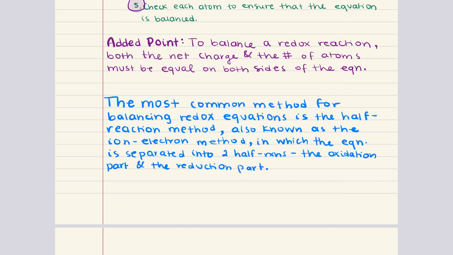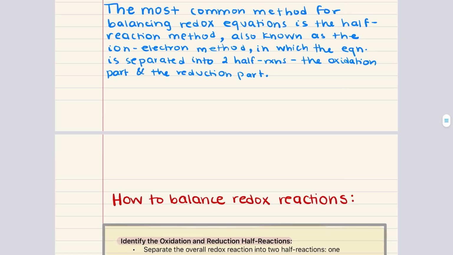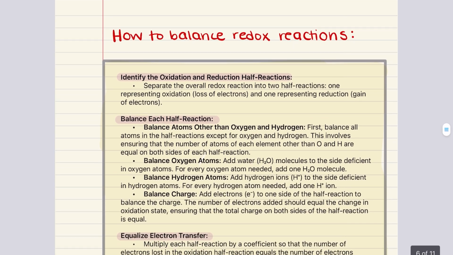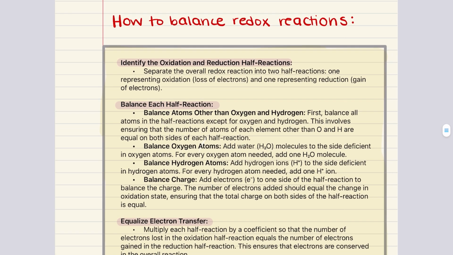Now, the most common method for balancing redox equations is the half reaction method. It's also known as the ion-electron method. In this method, the equation is separated into two half reactions, the oxidation part and the reduction part. Each half reaction is then balanced separately, and then they're added together to give a balanced overall reaction.